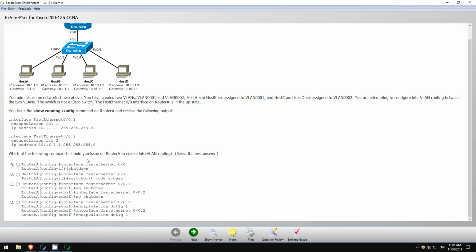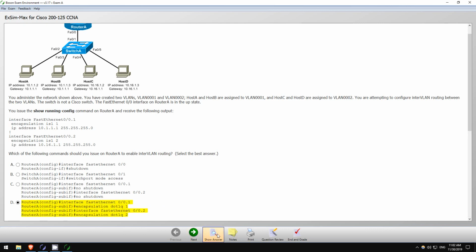Which of the following commands should you issue on router A to enable inter-VLAN routing? Shutdown? No. Switchport mode access? No. It's not a switchport. No shutdown? No. It's already in the up state. So it must be answer D. I don't even have to read it because I know these 4 are wrong, but let's see. Right, encapsulation .1Q. Exactly. So if this were a Cisco switch, ISL could be used, but again, it says it is not. The switch is not a Cisco switch, so we have to use .1Q as the encapsulation.